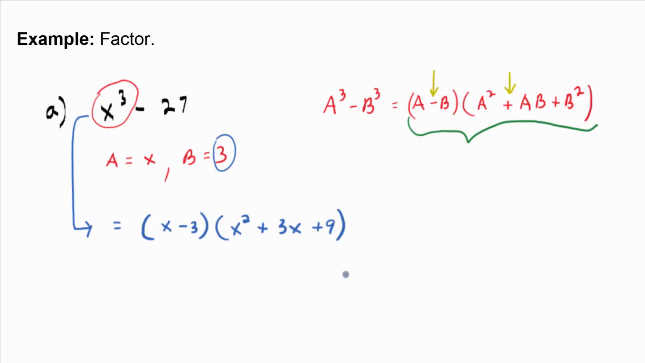Okay? Now, you're tempted to try and factor that trinomial, aren't you? X squared plus 3x plus 9? That thing's not going to factor. It's just not going to happen. Okay, so that's our first one. And you could always check it by multiplying it back out if you wanted to.